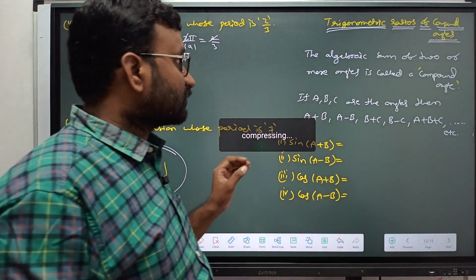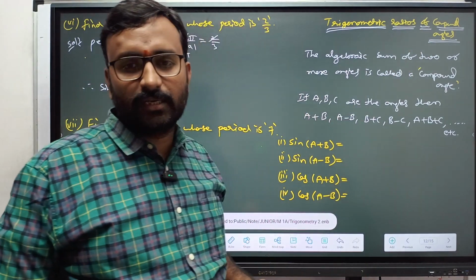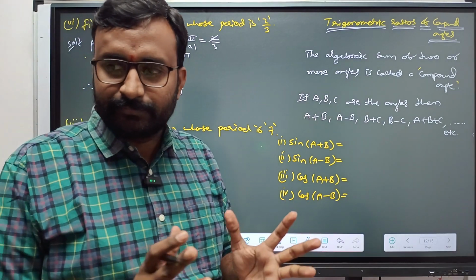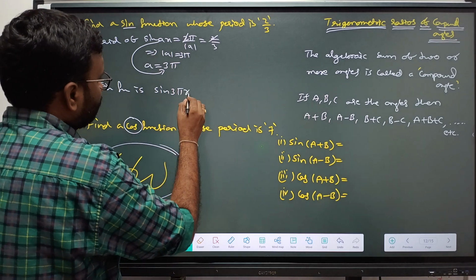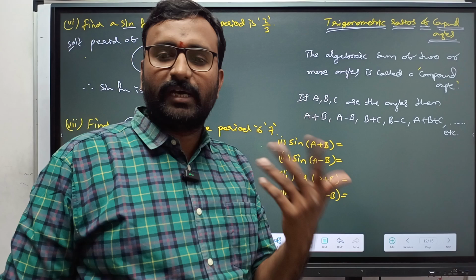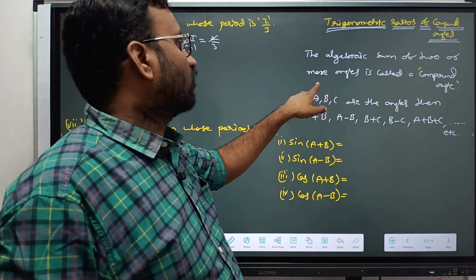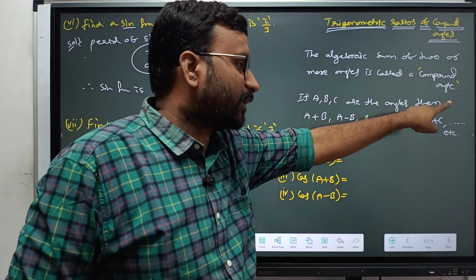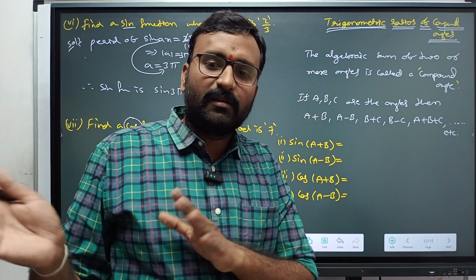Next, trigonometric ratios of compound angles. Compound angles means we add two or more angles. The algebraic sum of two or more angles is called a compound angle. A is an angle, B is an angle, A plus B is another single angle, not two angles.